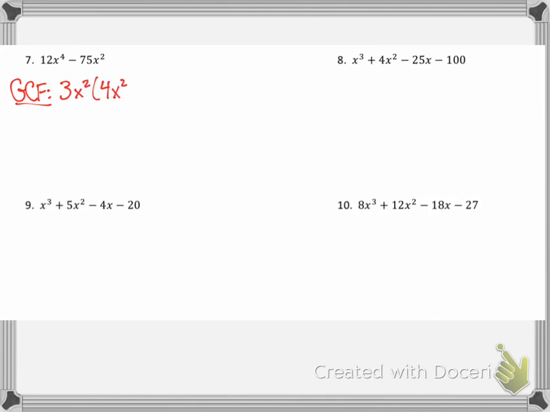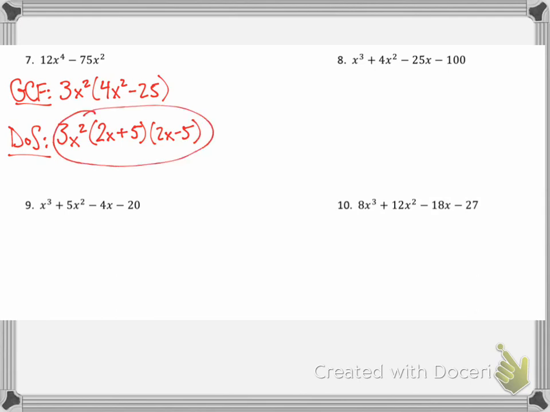Divide that out, I'm left with 4x squared minus 25. That binomial that's left over meets difference of squares because it's being subtracted. Both terms I can easily square root. 4x squared is 2x and 2x, 25 is 5 and 5. So my final answer will be 3x squared times (2x plus 5) times (2x minus 5).